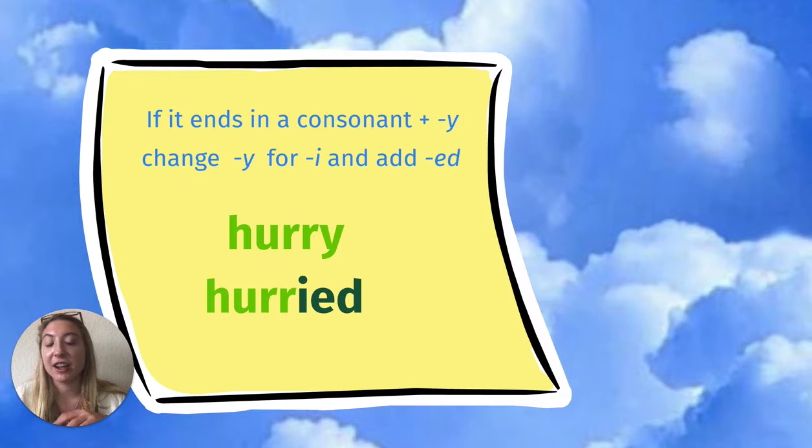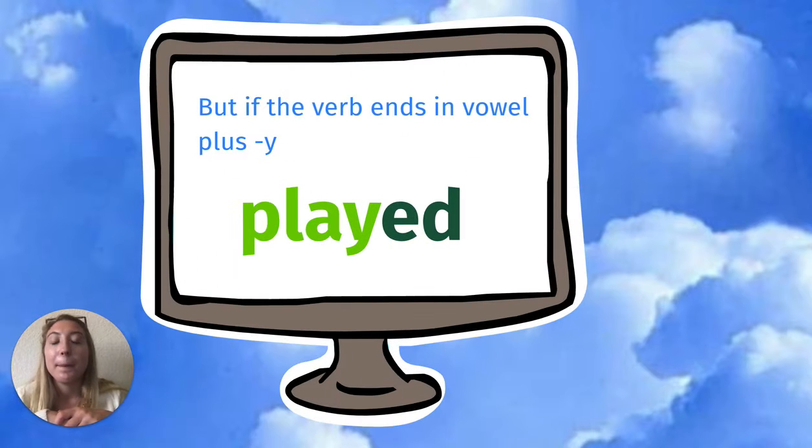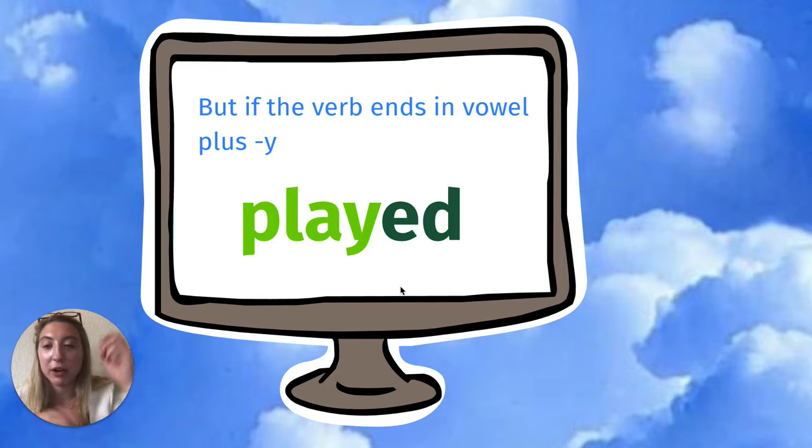If it ends in a consonant plus Y, remember we drop our Y or change our Y and add an I and then add our ED. So hurry, it goes consonant Y, so we drop the Y and add an ED. But if the verb ends in a vowel plus Y, so we see we have a vowel, Y, then we just add an ED. We're not going to drop that Y, we're going to keep it.